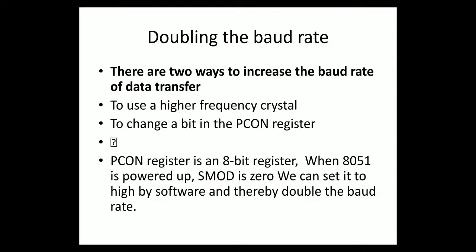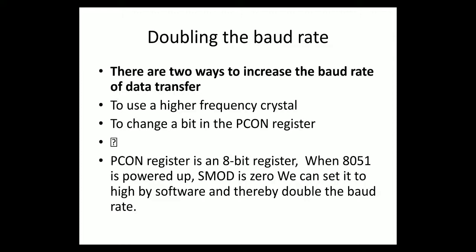So let us understand. Now, what are the ways of increasing the baud rate of data transfer? One thing, use a higher frequency crystal. That's the first choice. I have to replace the crystal frequency itself. I have to double the crystal frequency. Obviously, doubling the crystal frequency will double your baud rate. That is for sure.